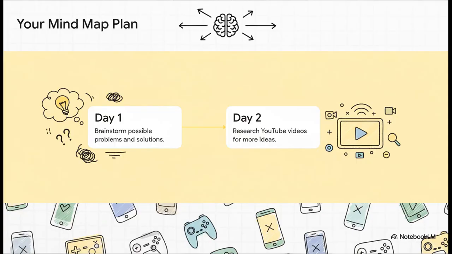Now, to get all your ideas organized, you're going to get 2 class days to make a mind map. Day 1 is for brainstorming, just throwing out all your ideas for problems and solutions. Then on day 2, you'll do a little research, maybe check out some YouTube videos for inspiration. This map is basically your blueprint for the video.